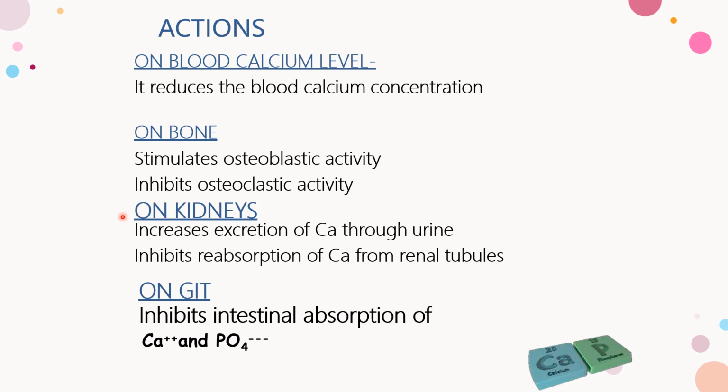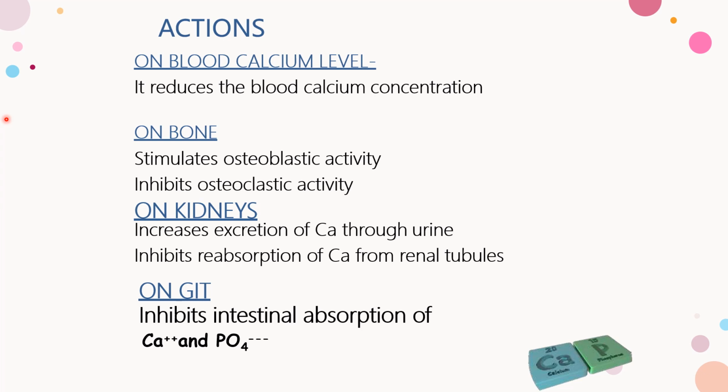And on kidneys, it increases the excretion of calcium through urine, and it inhibits the reabsorption of calcium from renal tubules. So it causes calciuria, and also produces mild phosphaturia by acting on the proximal tubule. On kidney, there is a specific term called calcitonin escape. That is, injection of calcitonin produces hypocalcemia mainly by anti-osteoclastic activity.